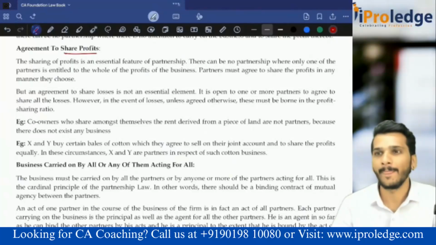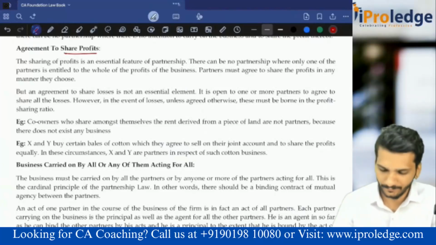For example, there is something called co-ownership. Me and my brother own one property and we share the rent derived from it. Just because we share the rent, it does not mean that we are partners. We call it co-ownership.